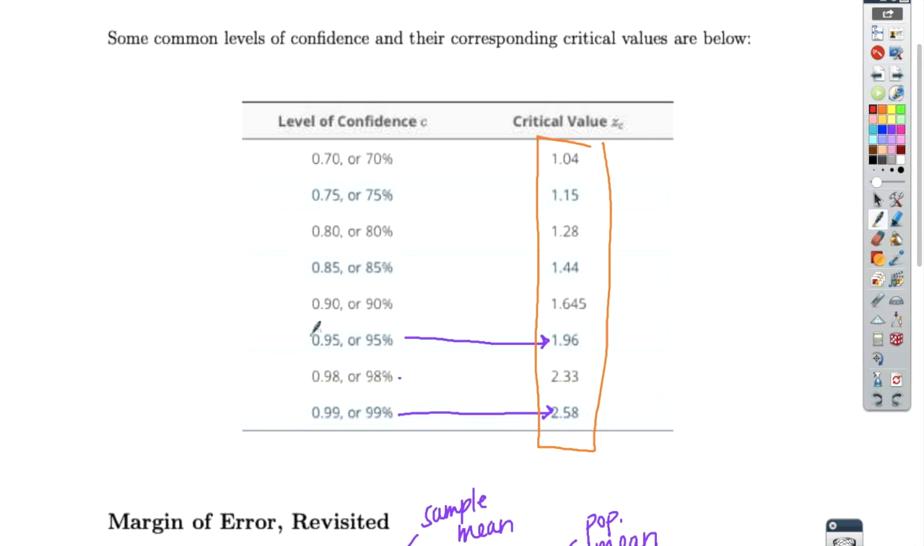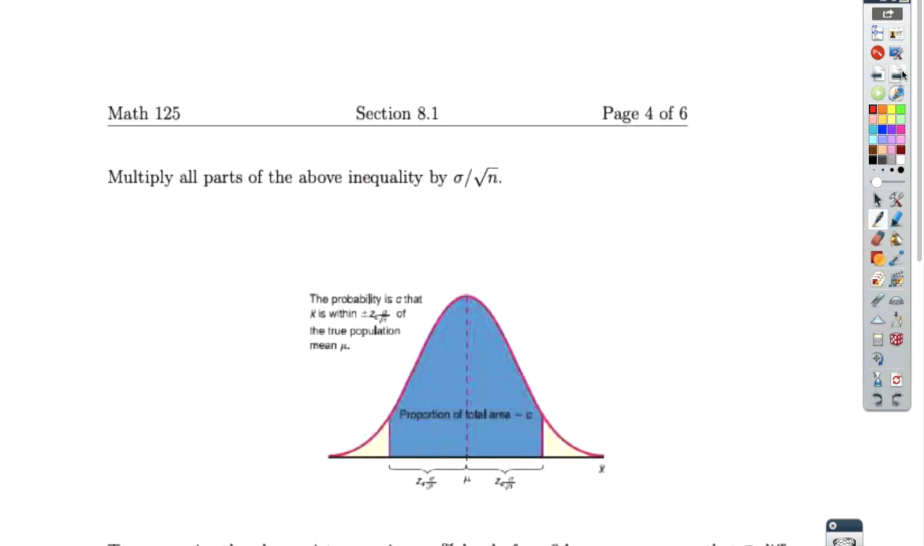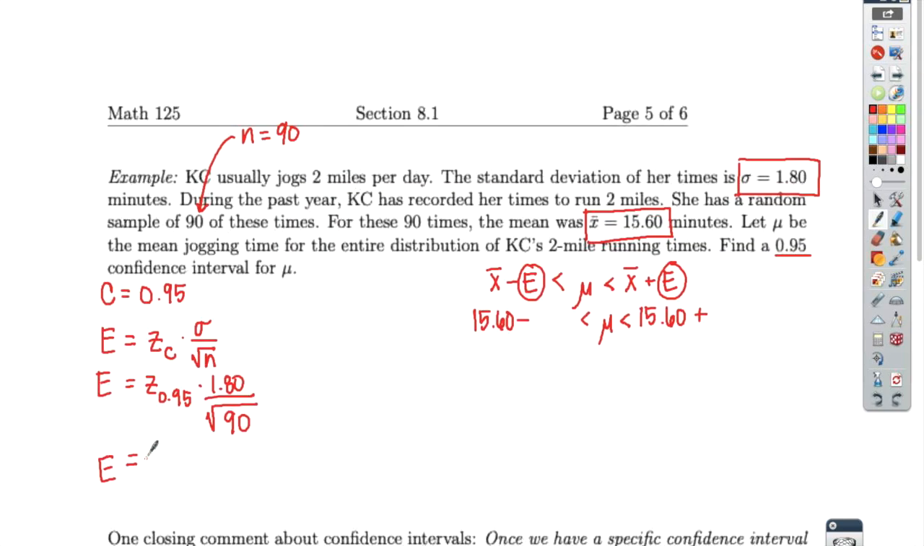There's a table right here. I'll look at that 0.95 or 95% confidence, and there's my Z sub C, my critical value, 1.96. So everywhere you see Z sub 0.95, it's 1.96 times 1.80 over the square root of 90. Throw that into your calculator and let's round it to 2 decimal places.